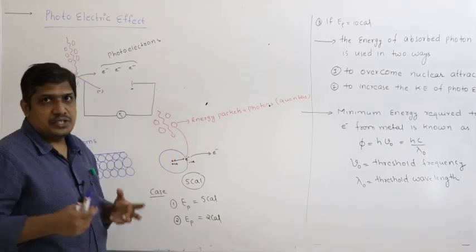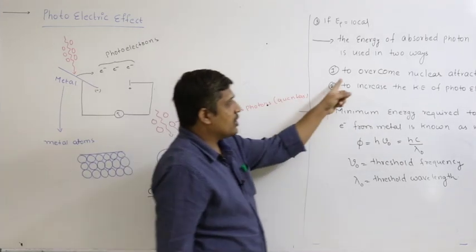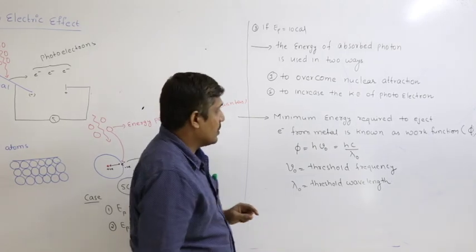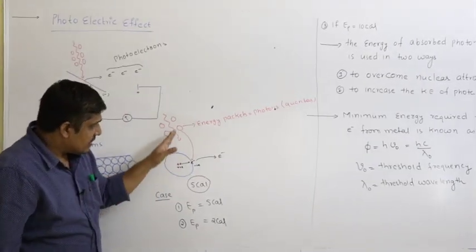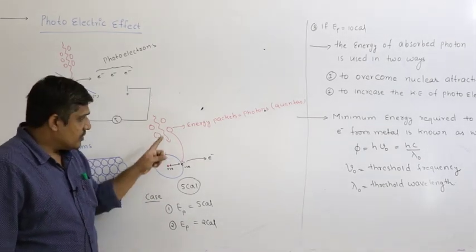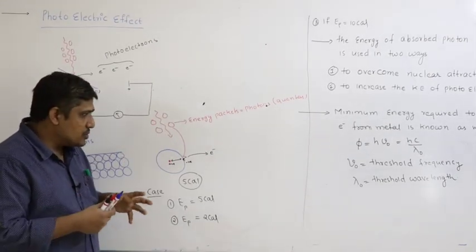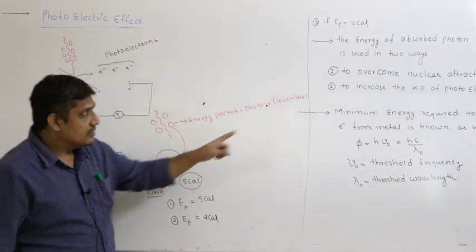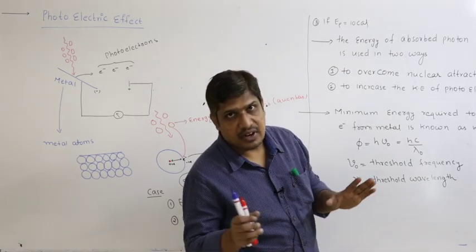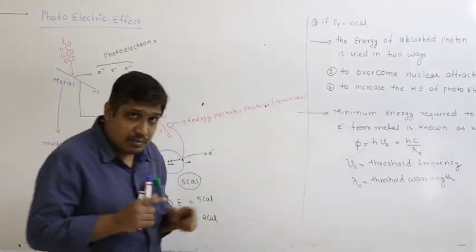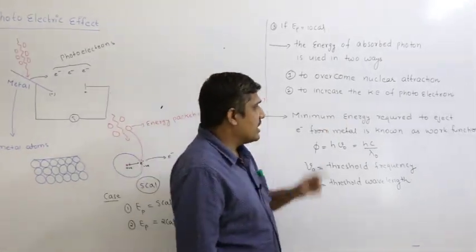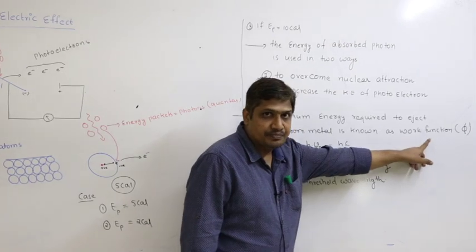Once again, here the electron is absorbing a photon. The photon energy is used in two ways: to overcome the nuclear attraction, and to increase the kinetic energy of the photoelectron. First, whatever energy is absorbed is utilized to overcome the nuclear attraction. If the energy of the photon is completely used to just overcome the nuclear attraction, then there will be no increase in its kinetic energy, or its velocity will be 0. That minimum energy which the photon must possess to eject the electron, we call work function.